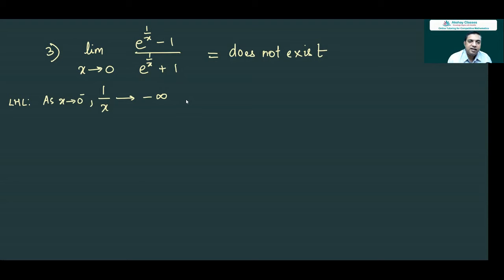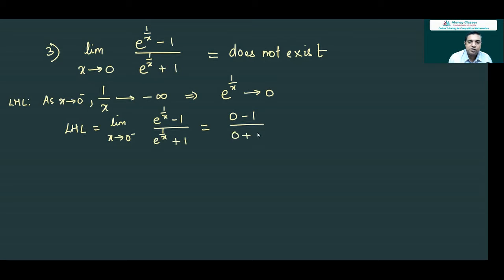So in that case, e power 1 by x will tend to 0. So the left-hand limit will be limit x tends to 0 minus, e power 1 by x minus 1 by e power 1 by x plus 1, which is 0 minus 1 by 0 plus 1, which is minus 1. Is this clear?